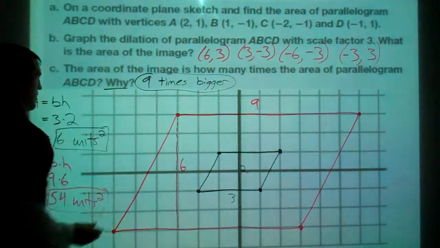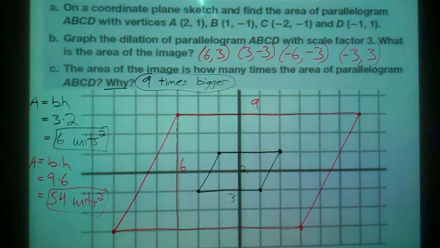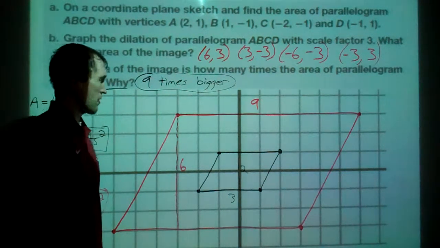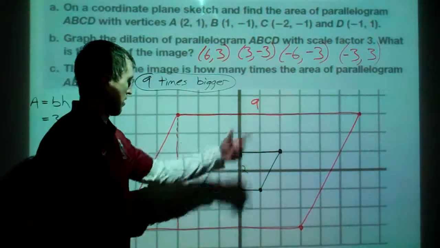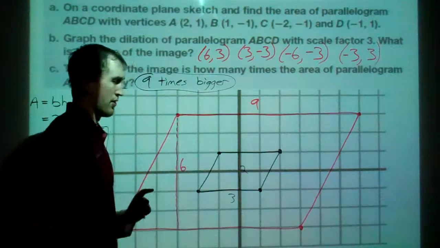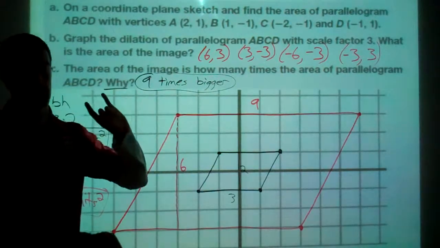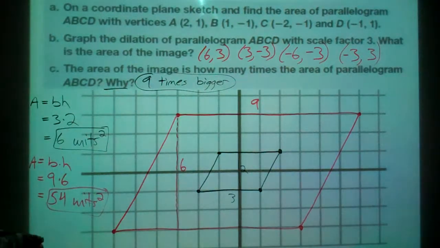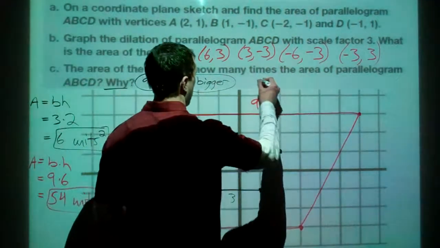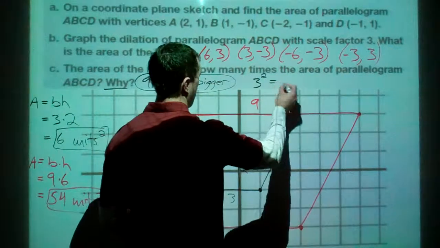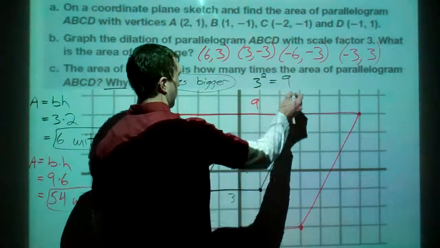Now why is it 9 times bigger? Well, remember with area we work in square units, okay? We changed this side by 3, and we also changed the height by 3. That's 2 dimensions that we changed by 3. So that is to say 3 to the second power square units, that is 9.